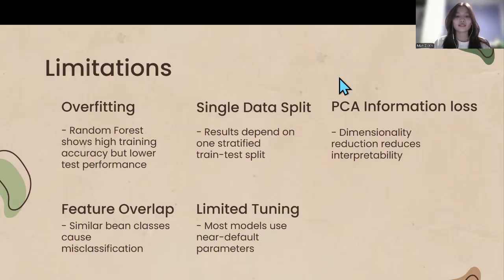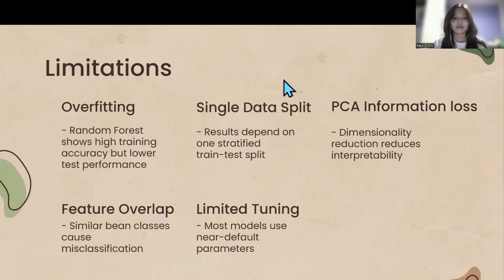First, one limitation is overfitting in complex models. Our Random Forest achieves very high training accuracy, but slightly lower testing accuracy. This suggests that the model may have learned patterns specific to the training data, which limits its ability to generalize to unseen data. Second, our evaluation relied on a single stratified train-test split.